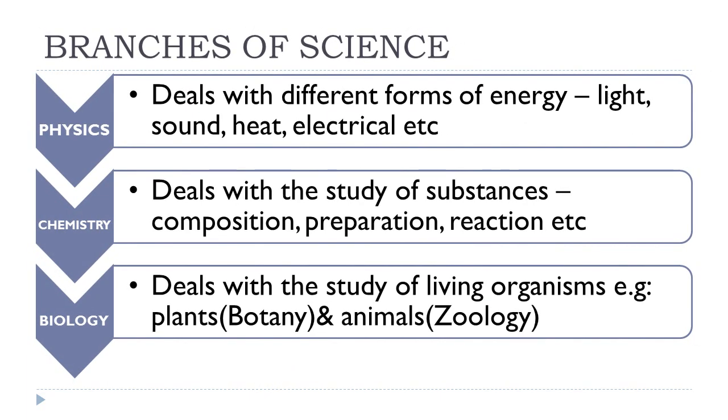Now let's see what is physics. Physics is the study of different forms of energy, that is light, sound, heat, electrical, etc. And what is chemistry? Chemistry is the study of substance, composition, preparation and reaction. And what is biology? Biology is the study of living organisms, for example, plants and animals.